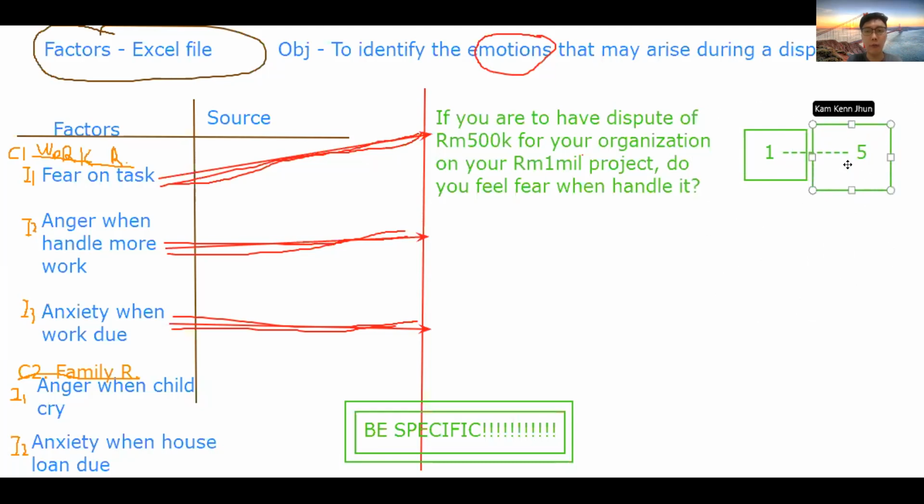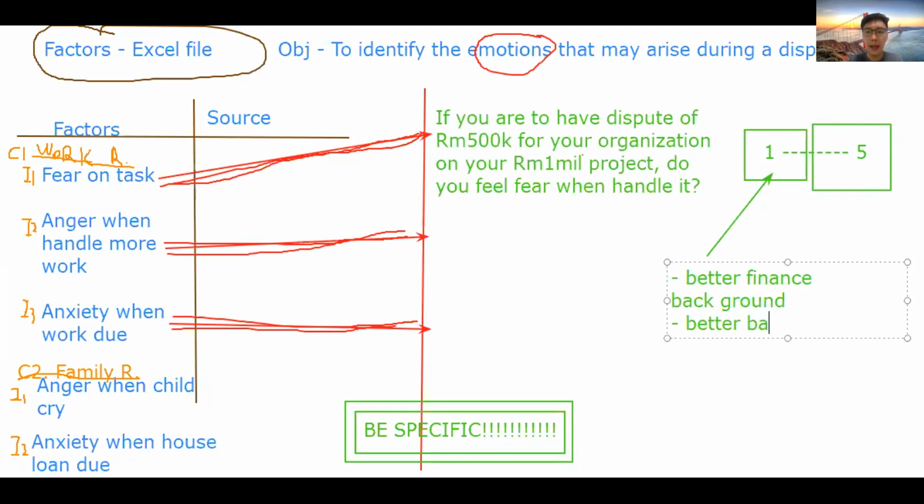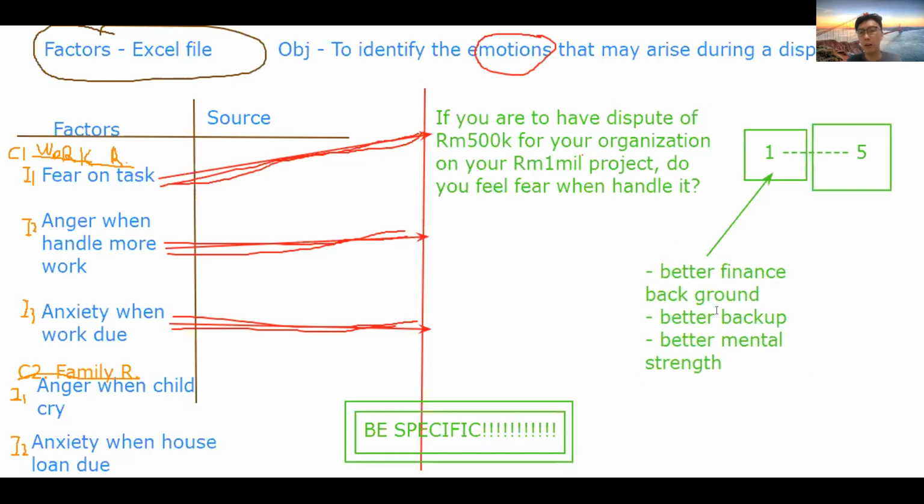You can have two different groups of people. Those who answer this, you will notice from their respondent profile that they have a better finance background. Or those who answer this have better backup. Or those who answer this have better psychology, better mental strength. So those who answer this, you will find they have all of this better. How do you get this? You ask in your Section A, respondent background, respondent profile. You ask in your Section A.